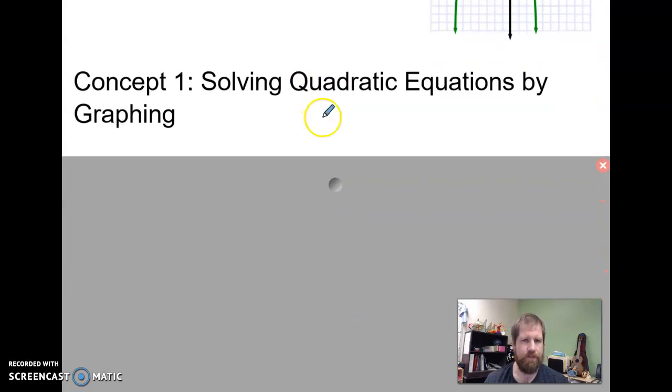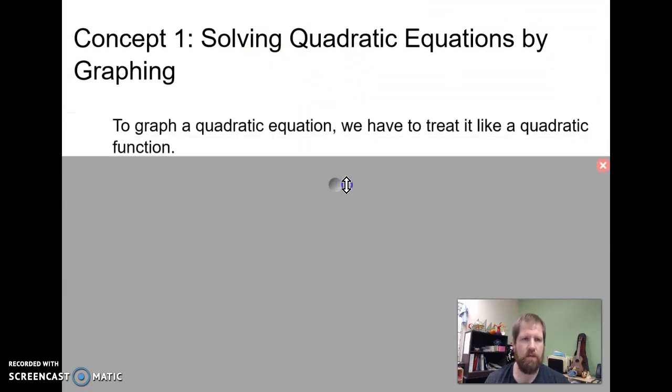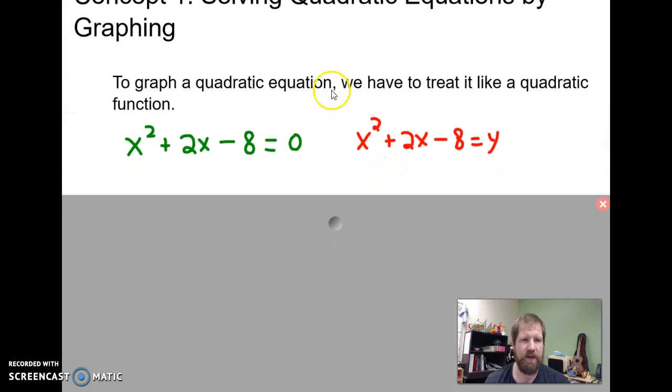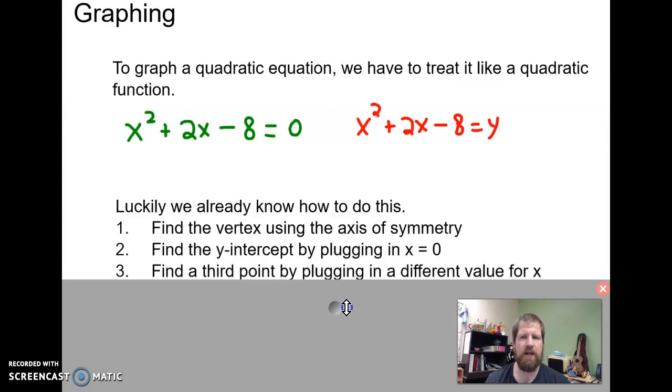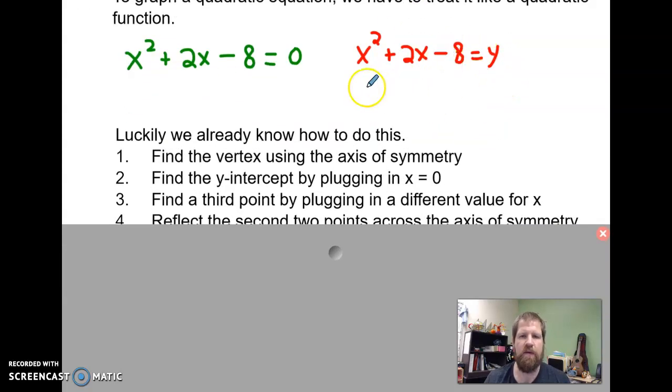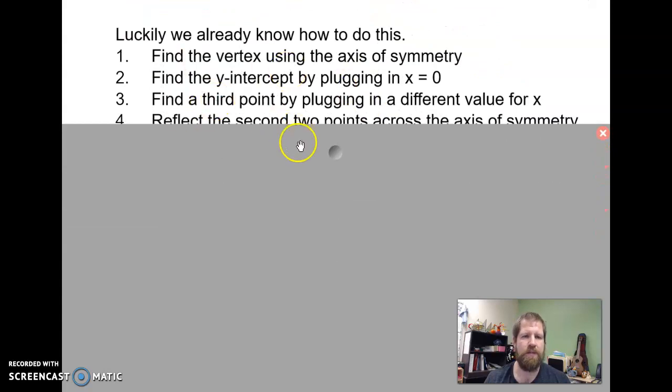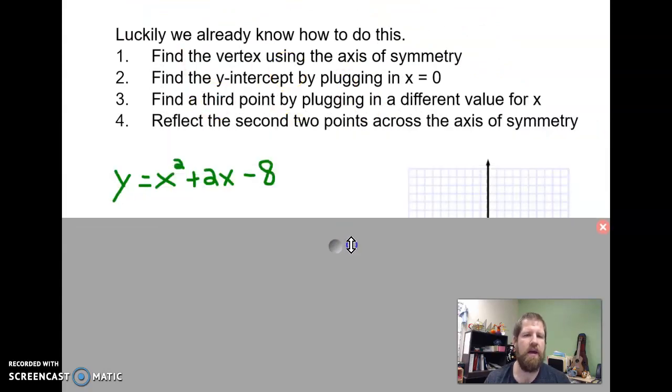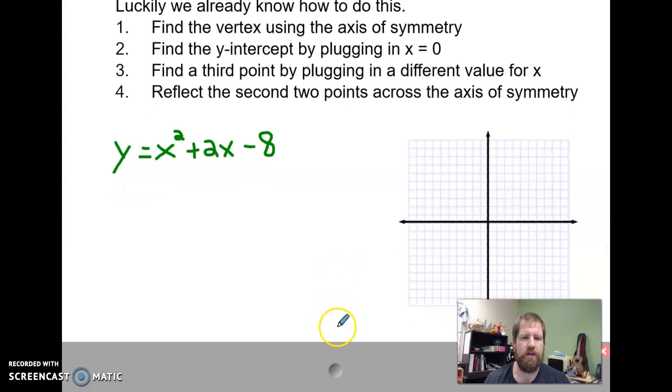So let's get right into it. Our concept is solving quadratic equations by graphing. All right, we've already looked at the difference. When we have a quadratic equation that has this 0, we start by going backwards and putting it in terms of a quadratic function, because if we're going to graph it, it has to have a y and an x. But we know how to do this. We've already got our steps for how to graph a quadratic function.